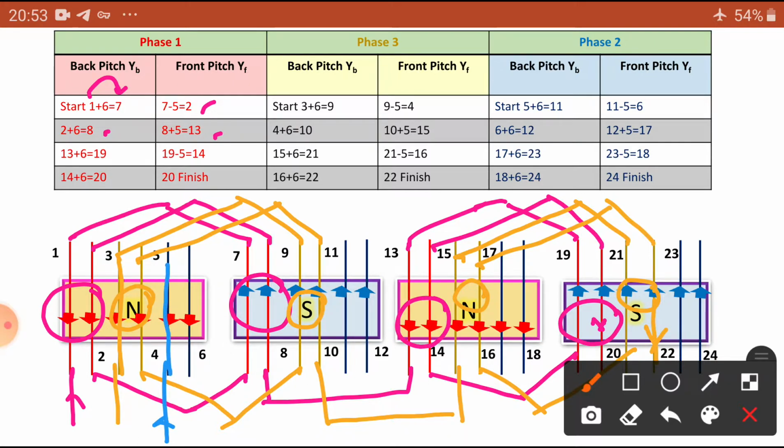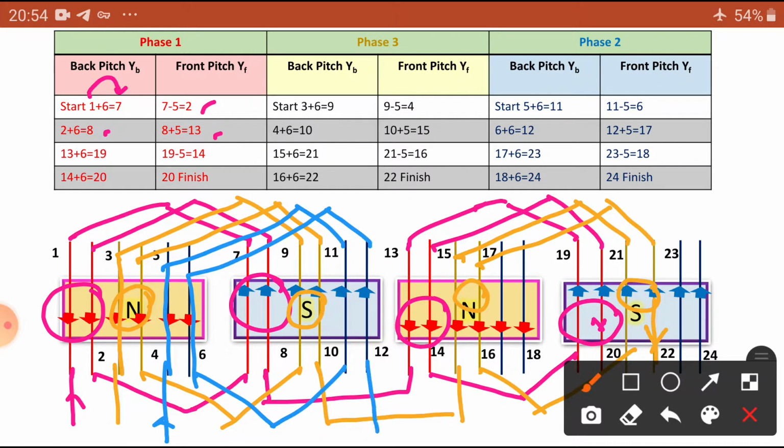5 is connected to the 11th. So you connect to the 11. This is the 11. The front pitch, it should be connected to the 6th. So you are going to connect the 6th. Now 6th is connected to where? 6th is connected to 12th. This is the 12th connected.